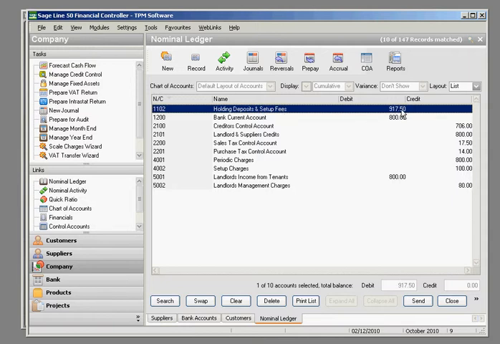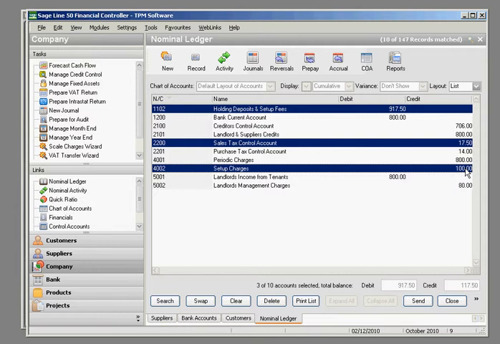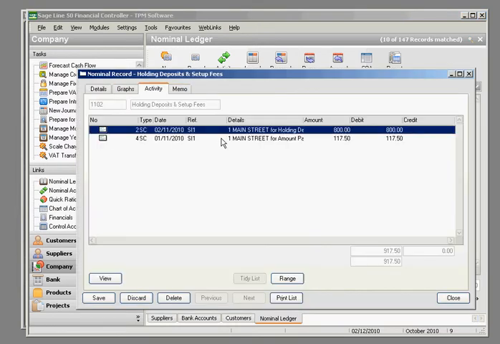Now the setup fees were £117.50, and that's balanced out on the credit side by the £17.50 sales tax and the actual setup charges, £100 there. So those two balance: 4002, 2200, 1102. Now we do know that there is still a holding deposit that needs allocated, and if we go into activity, it's holding deposit, there we go, for Joe Brown, and it's £800.